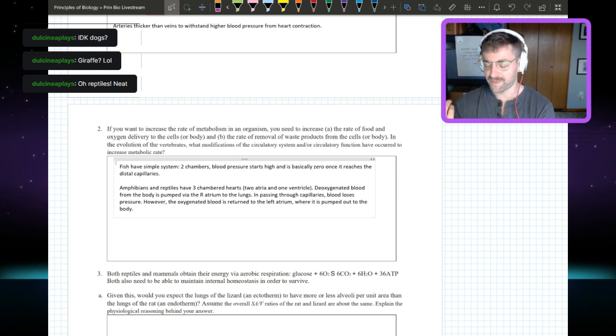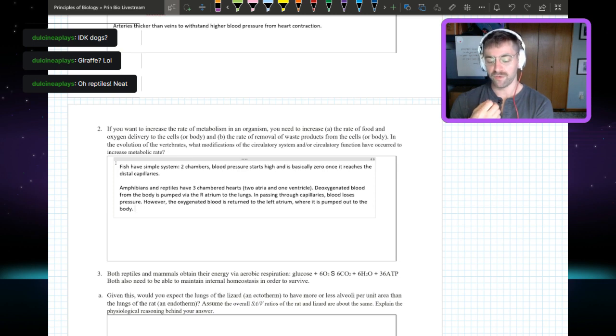So amphibians and reptiles have three chambers, basically the evolution of a second atrium. So deoxygenated blood from the body is pumped via the right atrium to the lungs. That's your pulmonary circuit, and passing through the capillaries, blood loses pressure. However, as the oxygenated blood is returned to the left atrium, it's pumped out to the rest of the body. So by creating that closed pulmonary circuit, it's increasing a lot of efficiency.